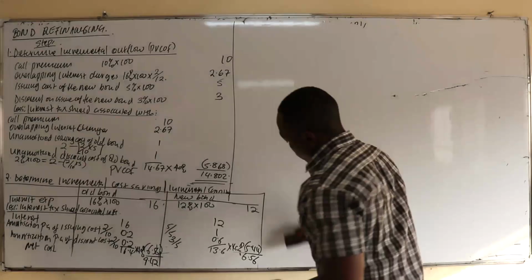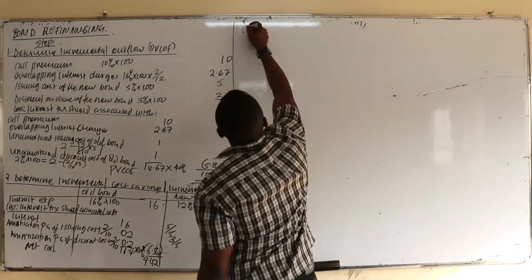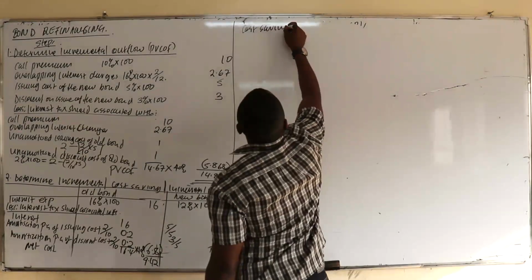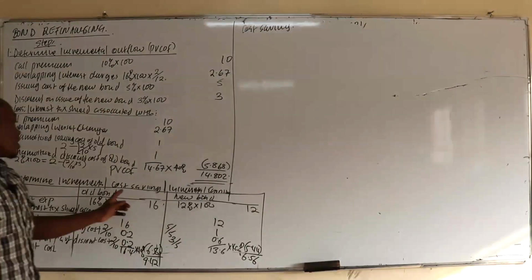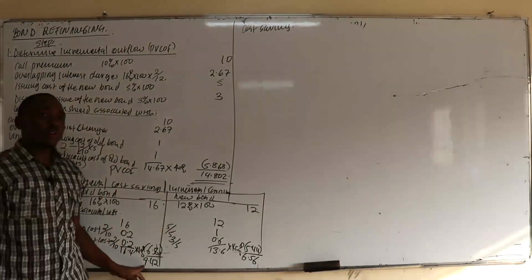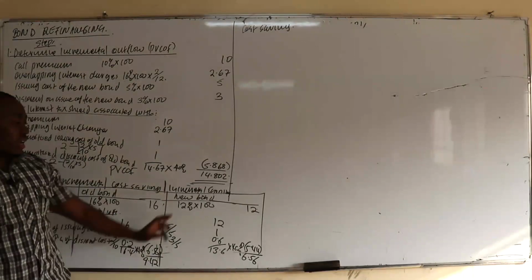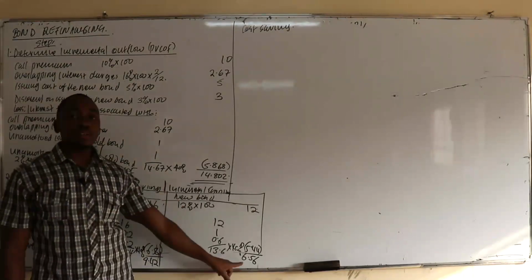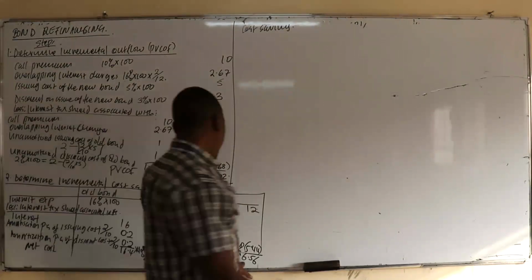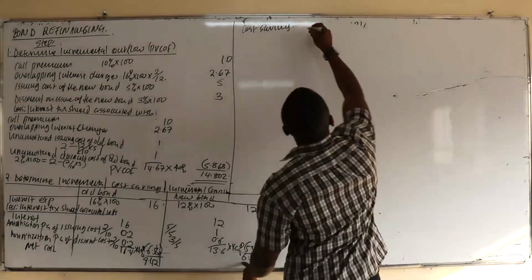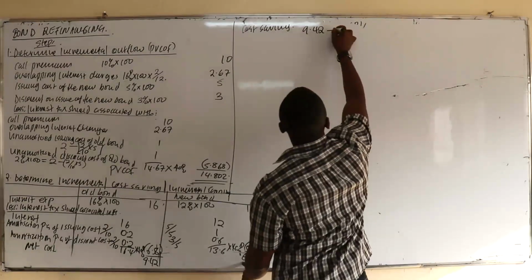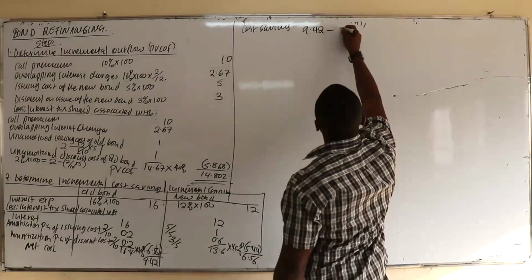So how much, therefore, is our cost savings? Now let's be here. The net cost for the old bond, we have been paying 9.42. But under the new bond, we'll be paying only 6.56. So how much will we be saving per annum? You take 9.42, you deduct 6.56.